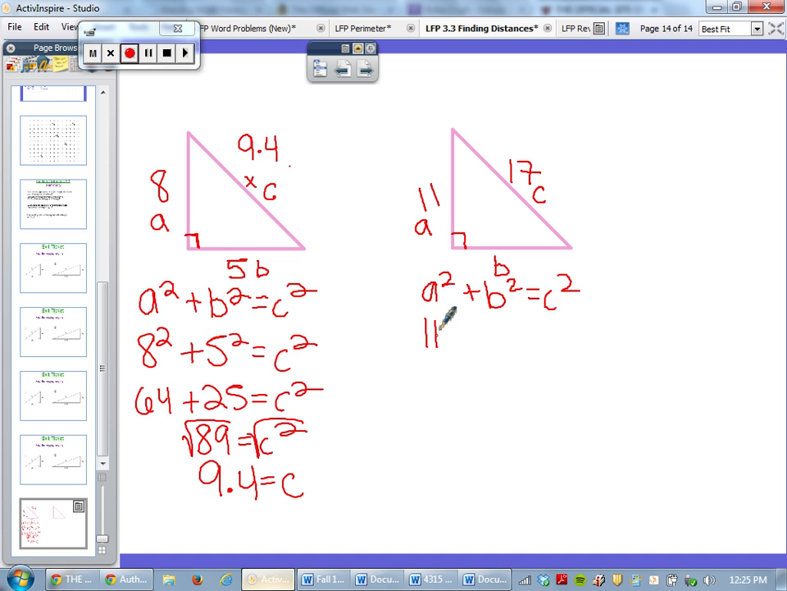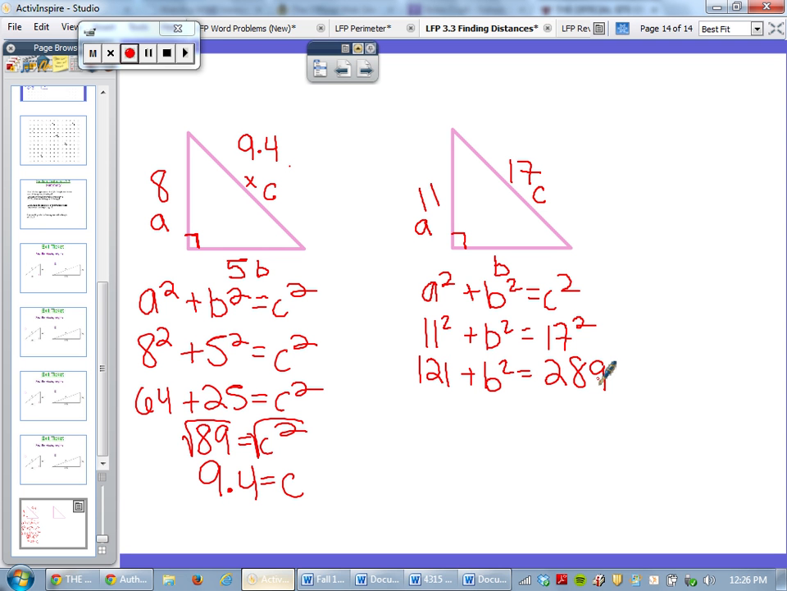Okay, so we'll have 11 squared plus B squared equals 17 squared. Notice, I did not put 17 where B was. We don't know B, so it has to be left by itself because that's what we are solving for. Okay, so 11 squared is 121. And 17 squared is 289.